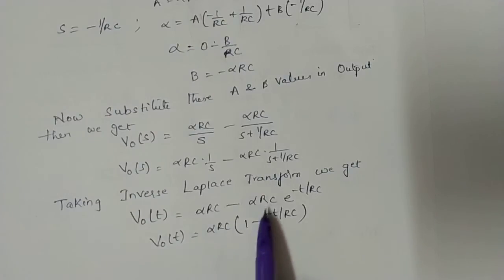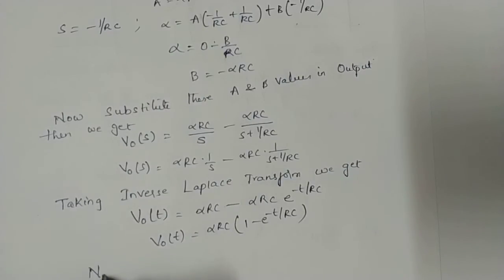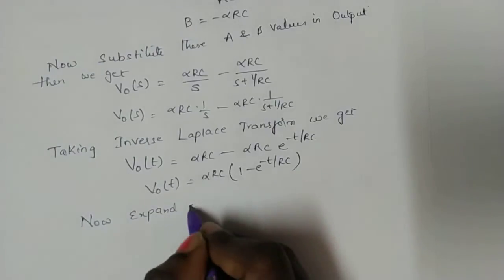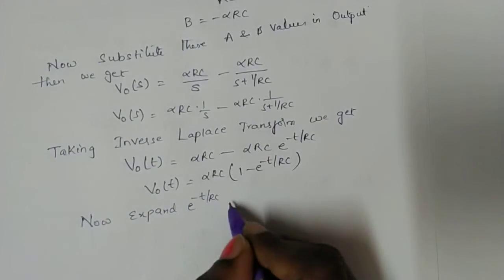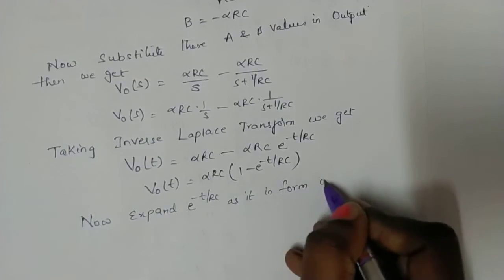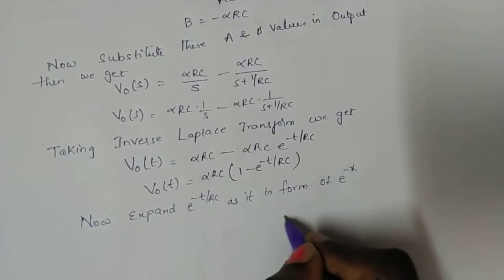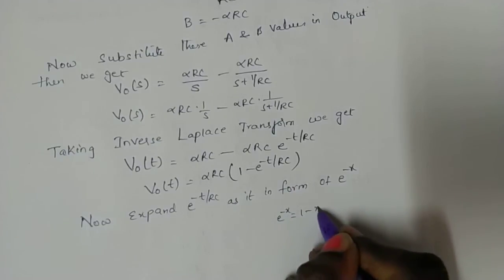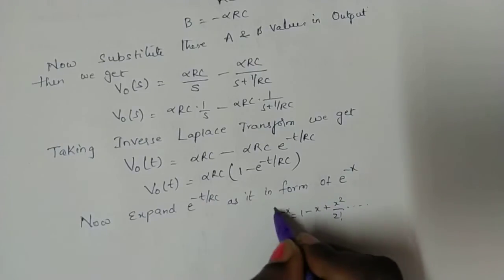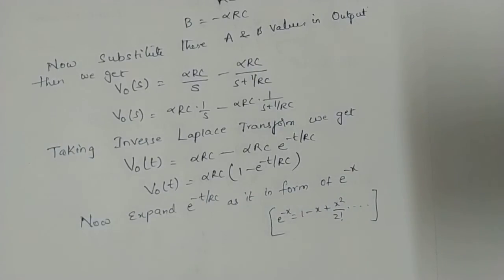Now we can expand this e power of x in order to get a simplified value. So now expand e power of minus t by RC, as it is in the form of e power of minus x. We know the formula: e power of minus x equal to 1 minus x plus x square by 2 factorial and so on. Using this formula I am going to simplify this one.